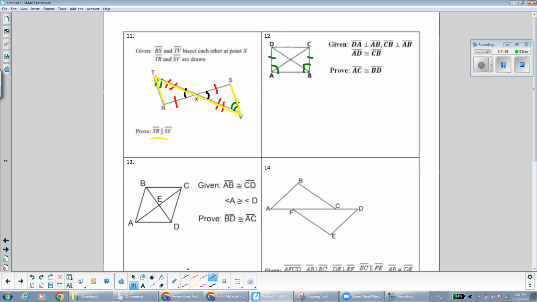My goal is to prove that AC, which is on this triangle, is congruent to BD, which is on this triangle. This is really hard to see right now because the triangles are overlapping. So I'm just going to go ahead and really quickly draw them separately. Remember, that's a great strategy for working with overlapping triangles. Take the triangles and draw them separately.